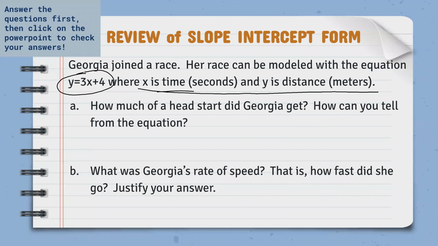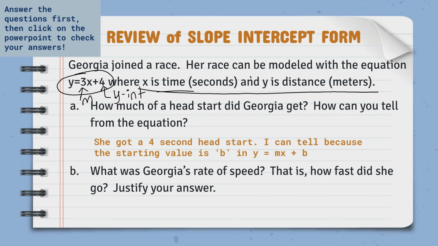Well, here's her equation. We know that the 3 right here is in the slope place and that the 4 is in the y-intercept place. We remember that from Integrated Math 1A. So how much of a start did Georgia get? She got a 4-second head start. We can tell because the starting value is b and y is equal to mx plus b. So this 4 in the equation tells us how much of a head start Georgia got.